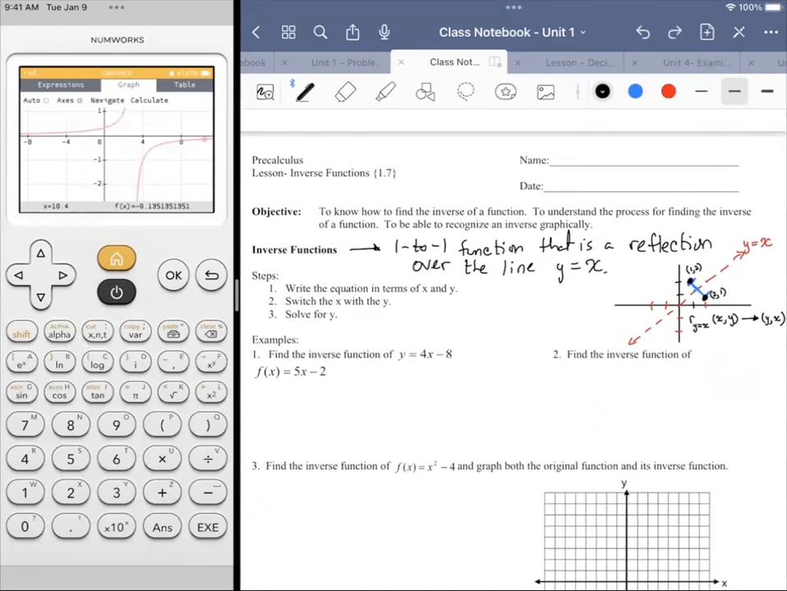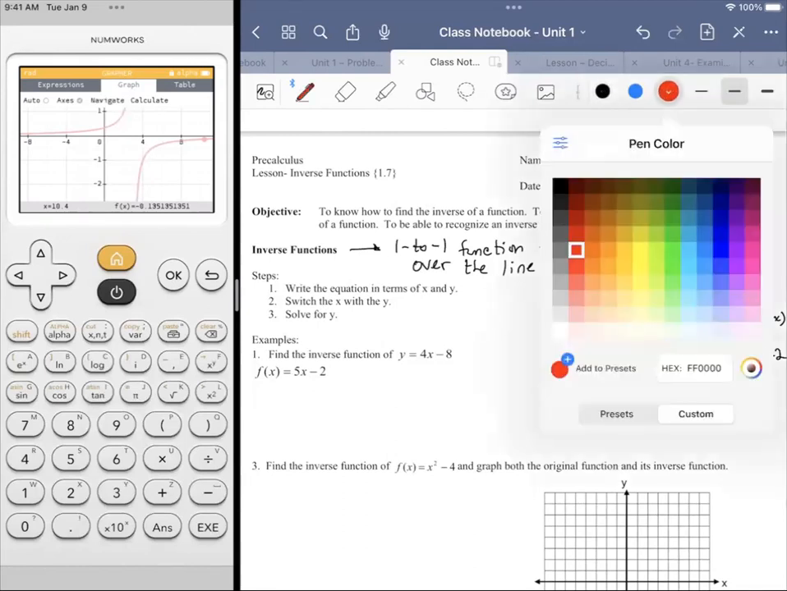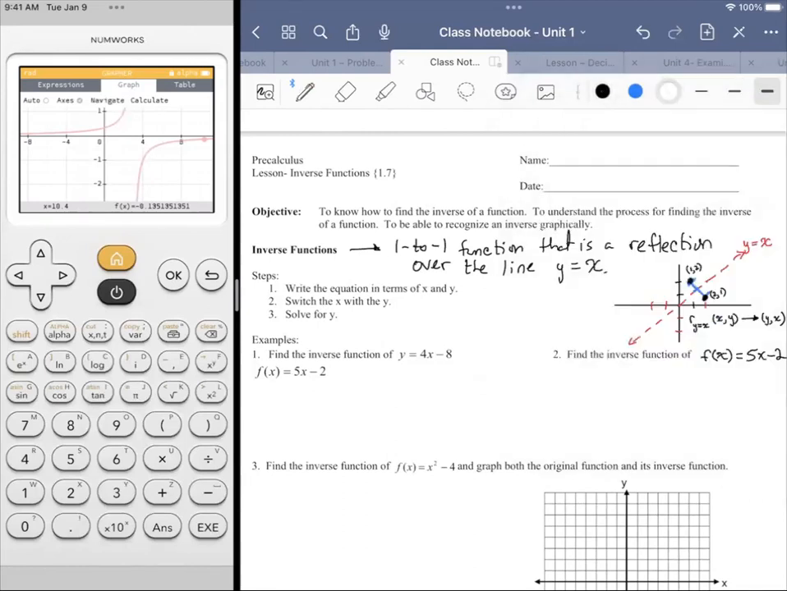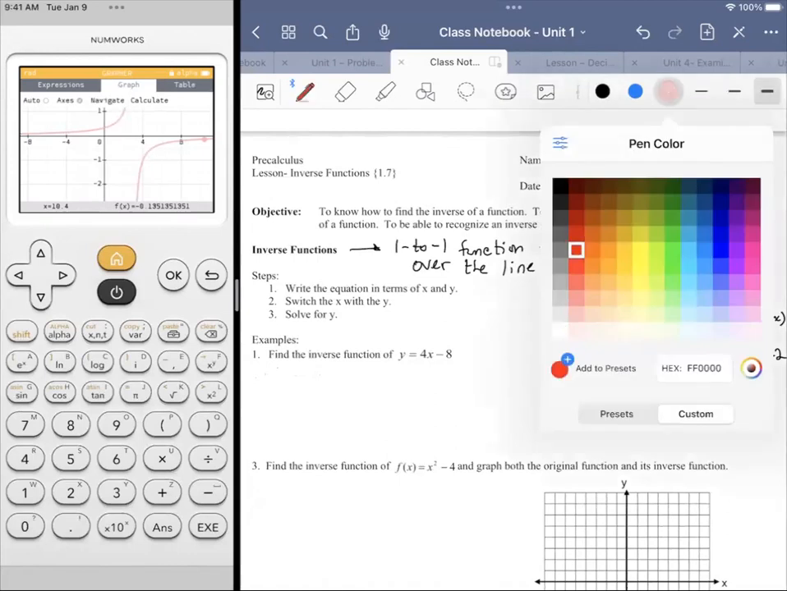All right. Little formatting issue here. I don't know what happened, but this f of x should be over here, the 5x minus 2. So it should not be over here. Let me bring the red back now.